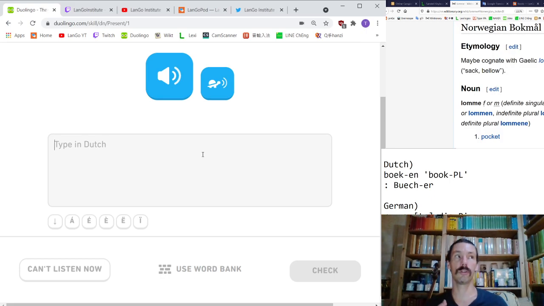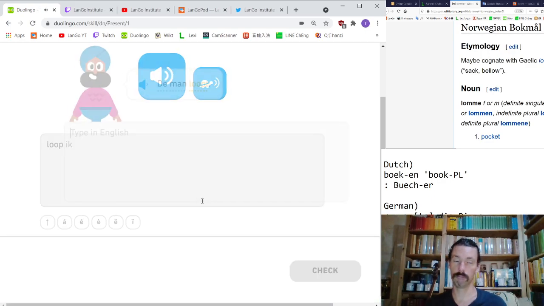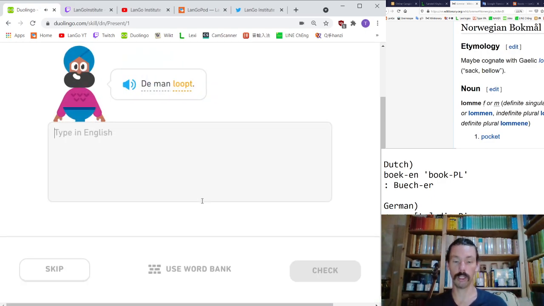So note that the singular verb forms tend to have a double vowel if it's long, whereas the plural two-syllable forms have a single vowel letter, but the vowel is still long phonetically. Loop ik. So it's plural. Note the inversion. It's a question. Am I walking? De man loopt. Okay, the man. Really close to English in the word order, and it's easily transferable. You can just look at it, squint a little bit, and the English kind of pops out.